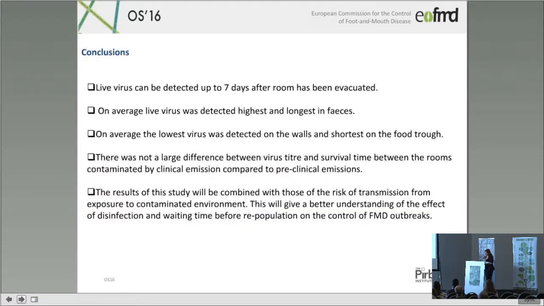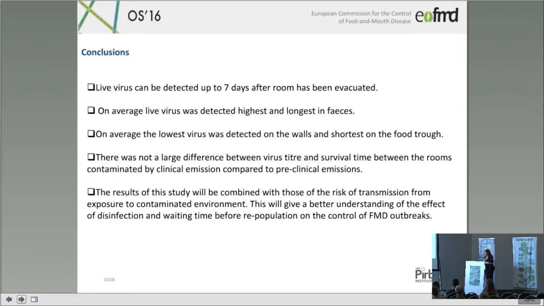So to conclude, live virus can be detected up to 7 days after the room was left empty. It was, on average, detected highest and longest in the feces, and lowest on the walls and shortest on the food trough. Interestingly, there was not a large difference between the virus titers and survival times between the rooms that were contaminated with preclinical admissions and the rooms contaminated with clinical admissions.